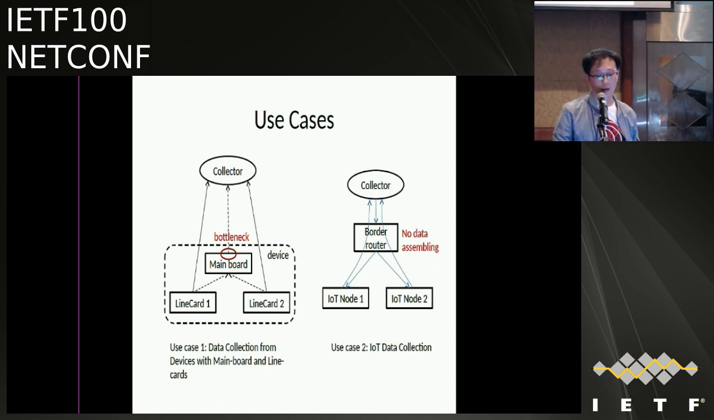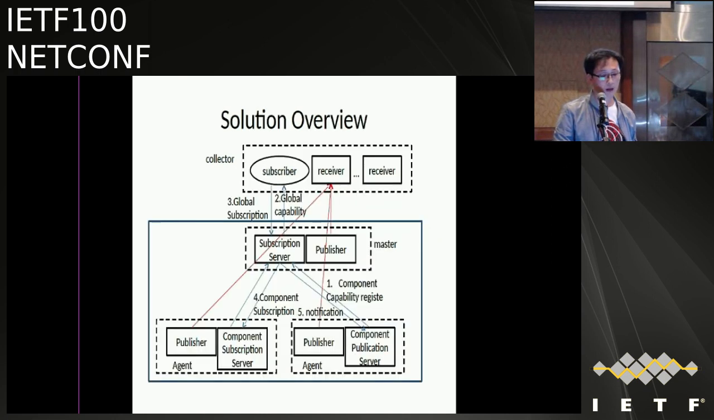But in the traditional device, like the router switch, if we assemble the data on the border router, maybe the CPU will go high because the router itself is focused on its business, maybe for protocol. So here, if we send the data directly from the node to the collector, maybe better.